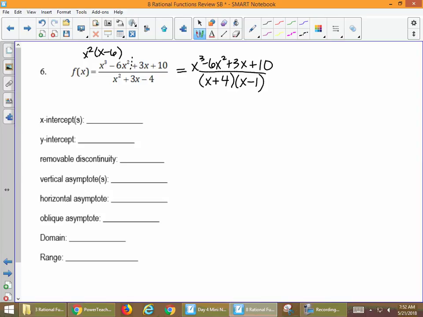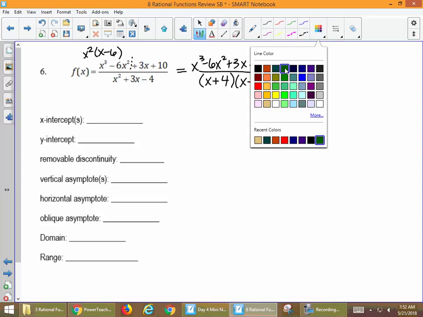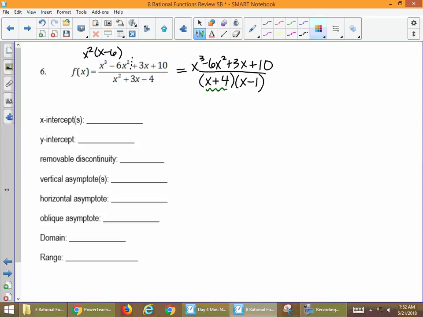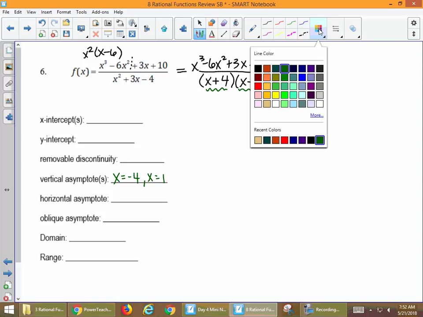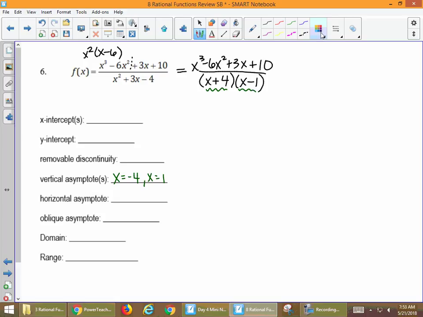Let's start with our asymptotes. Since nothing's going to cancel, our asymptotes come from the denominator. Here I have x equals negative 4 and x equals 1. Our horizontal asymptote, we're not going to have a horizontal, we're going to have an oblique. And that's going to come from doing some synthetic division.